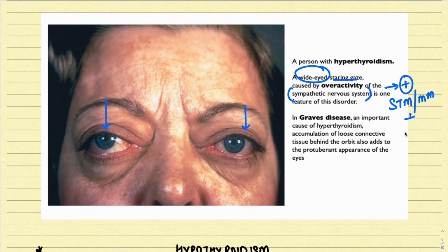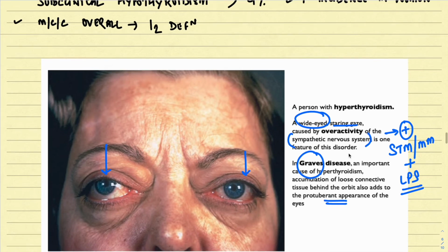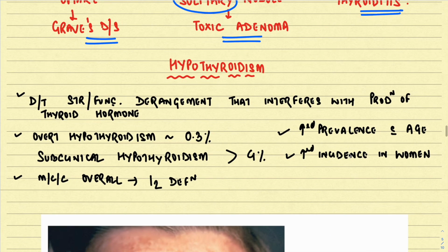Along with that, there is also stimulation of the levator palpebrae superioris, which is responsible for this lid lag and a wide staring gaze. Now in case of Graves' disease also, this mechanism is there, but along with that, some other mechanism is also present in Graves' disease, which is responsible for the proptosis, which we will discuss when we discuss Graves' disease in detail. Now we are going to start with hypothyroidism.